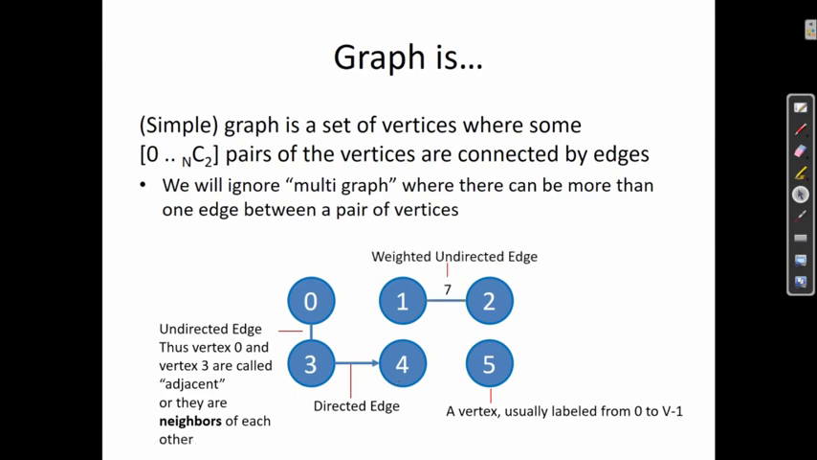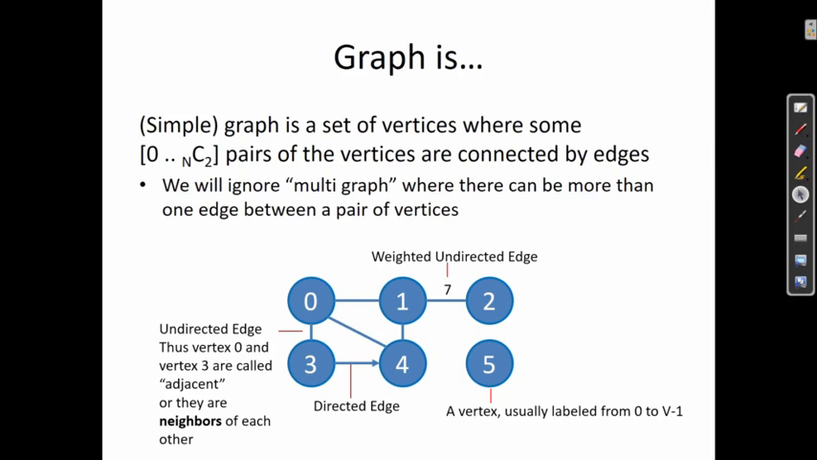Next, the edges can have weights. For example, this undirected edge here from 1 to 2 has a weight 7. Of course, directed edges also can have weights. And you can also have the vertices connected in a loop like this. So 0, 1, 4, they are connected in a loop. This loop is called a cycle. We'll talk about that more later. So this is the basic definition of a graph. You have your vertices, you have your edges.